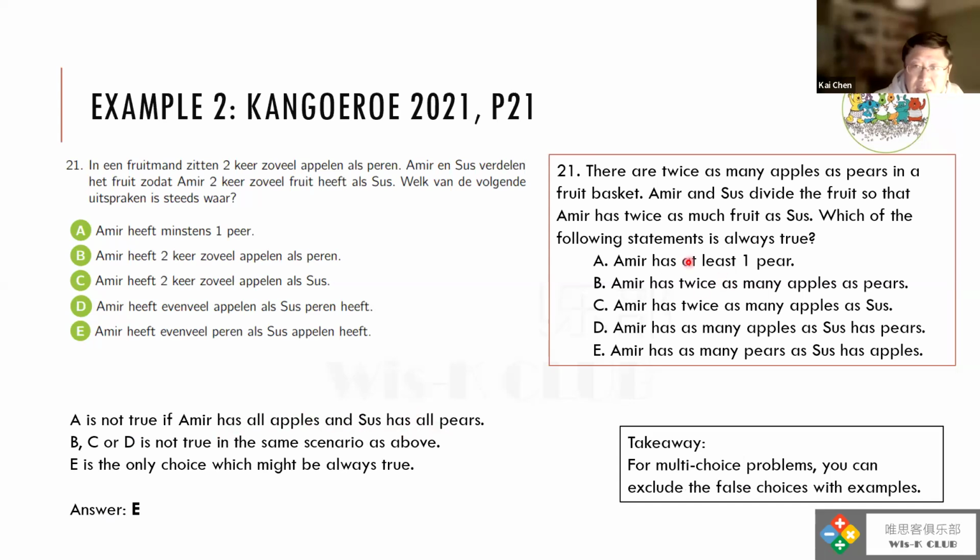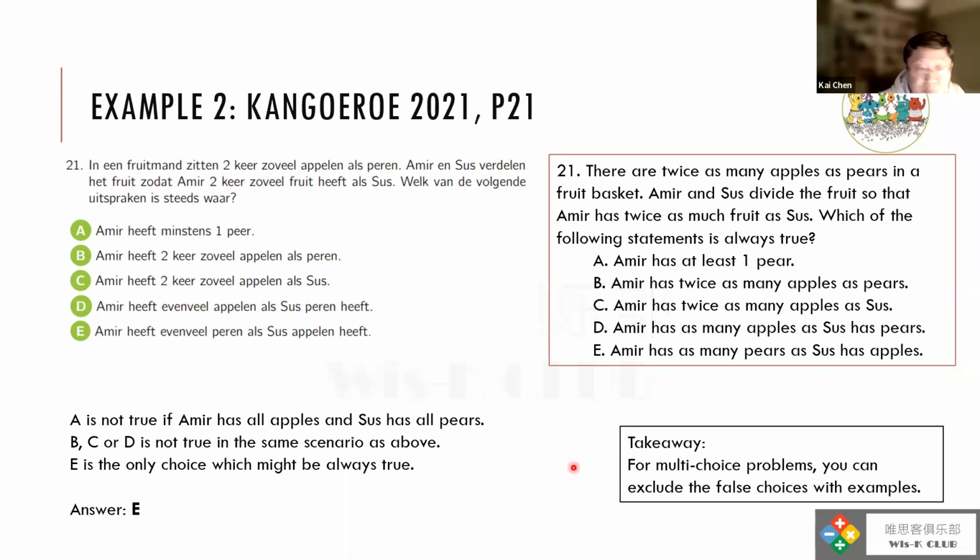In this case, statement A is not correct because Amir has at least one pear. No, in this case Amir has only apples, no pear. And B, no, because there's no pear, so it's not twice as many as pears. C, no, because Amir has apples, but Sus doesn't have any apples, so C is wrong. D is also wrong. The only possible right answer is E.